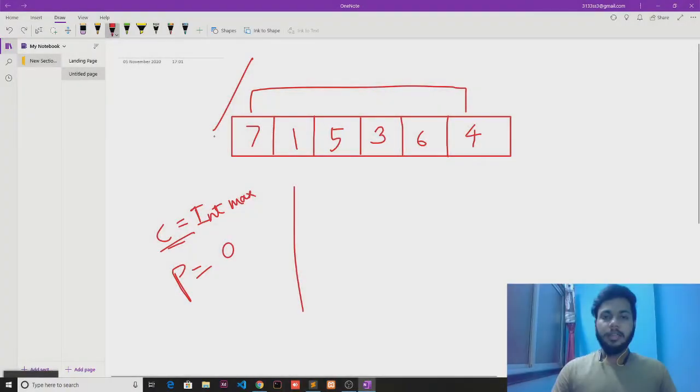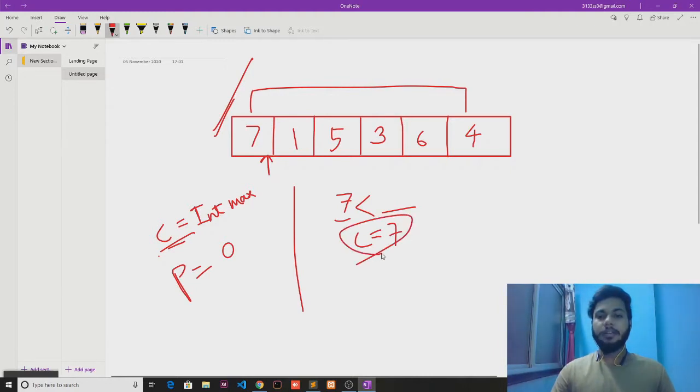Now I will start iterating over the array, and while iterating I will check whether the current element is less than the current price or not. So for example, the current element is here, that is 7. So I will check whether 7 is less than int max or not. So it is correct that 7 is less than int max. So now I will update the current price by 7. Now our current price is 7.